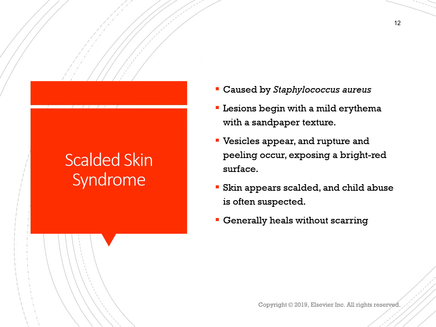Scalded skin syndrome is caused by Staphylococcus aureus. The lesions begin with a mild erythema that has a sandpaper texture. Vesicles will appear and rupture, and peeling occurs, exposing a bright red surface. IV antibiotics, strict isolation, and prevention of secondary infection are priorities.